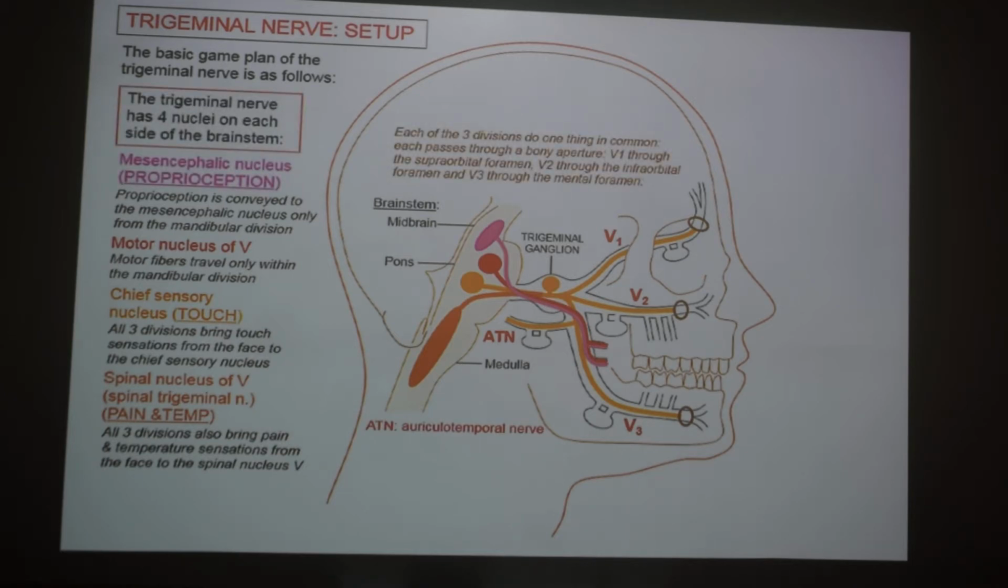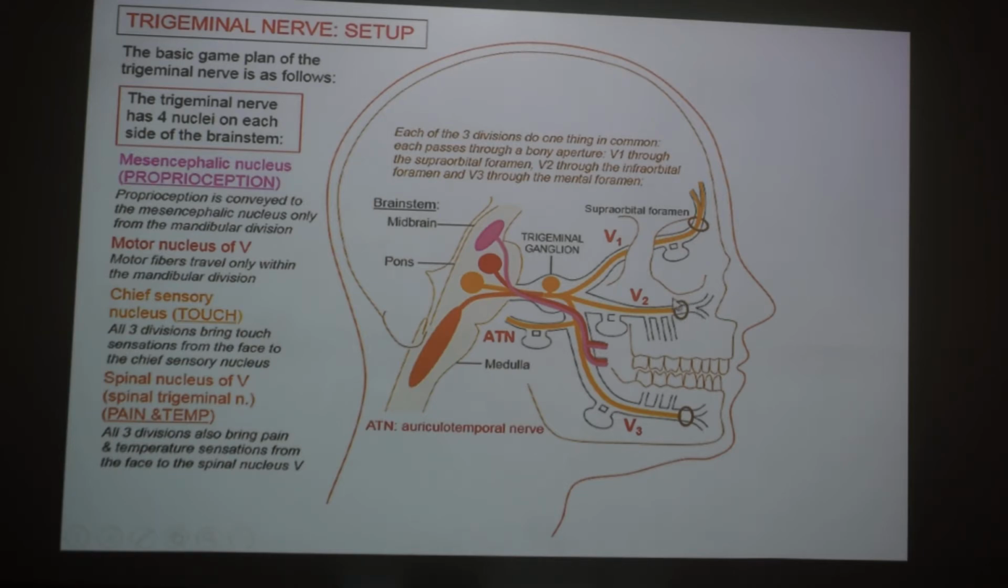Now, we also know that the three divisions do one thing in common. Each passes through a bony aperture. So V1 is going to come out through the superior orbital fissure and will be coming over the forehead as the supraorbital and the supratrochlear nerve. So this is the terminal branch of V1. V1 is going to terminate here, coming out from the supraorbital foramen and becoming the supraorbital nerve. So this is the terminal branch of the ophthalmic division of trigeminal.